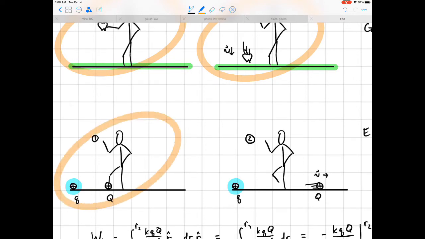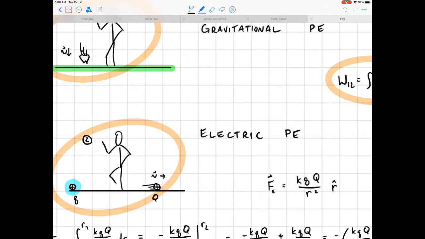So here I've got my picture 1. I've got a person holding a charge, big Q, near a charge, little q, and this little q, that blue highlight I'm using to say that that charge is fixed, right? It's permanently placed over there on the left. So in picture 1, our movable charge is at rest, and then in picture 2, the person's picked up their foot, and the charge is now moving off to the right. So picture 1, no kinetic energy. Picture 2, now there is kinetic energy. Where did that energy come from? That energy came from electric potential energy.